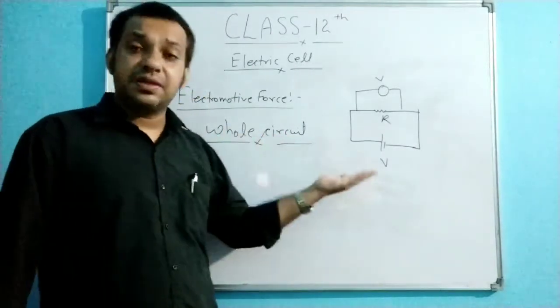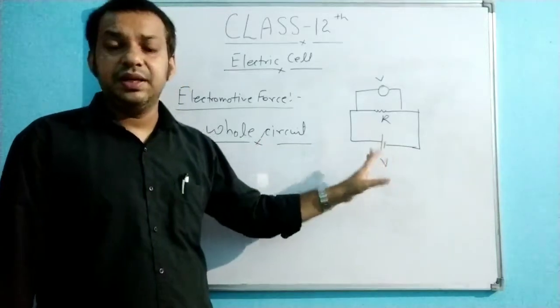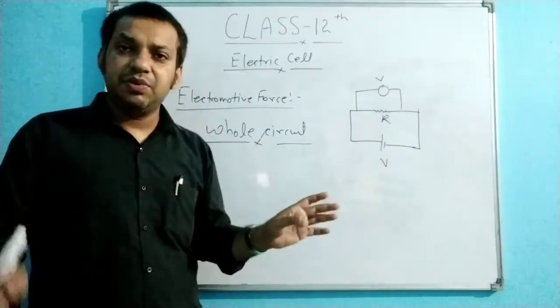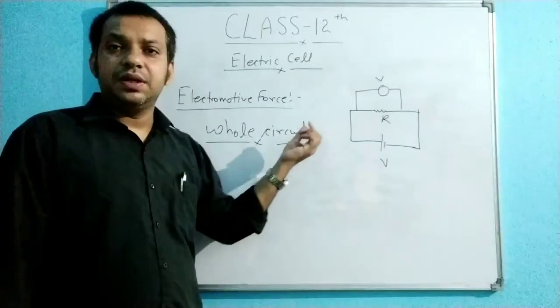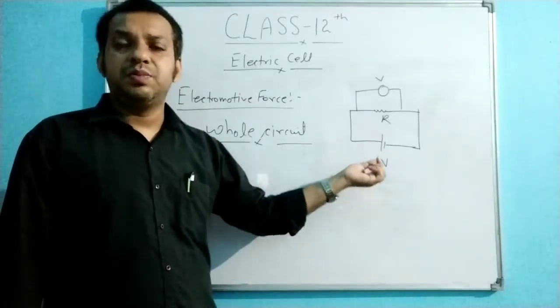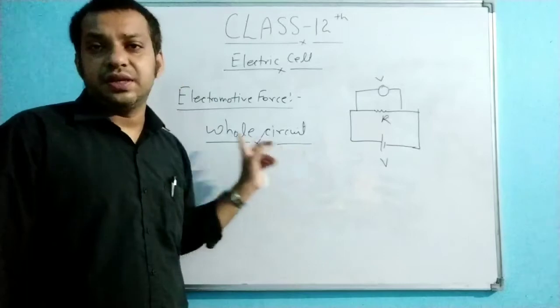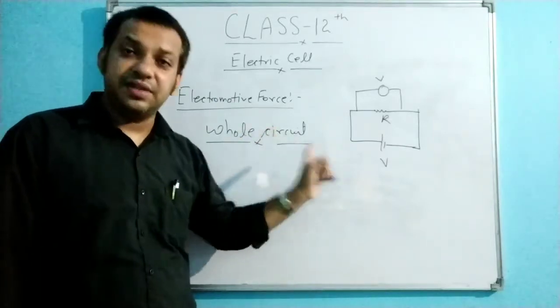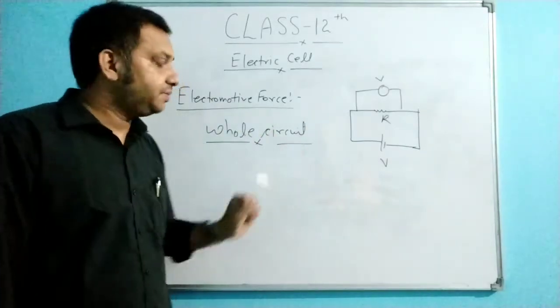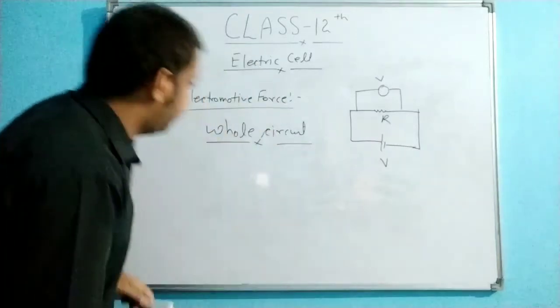It is the maximum energy supplied by the cell. And the definition given in the book is: it is the amount of work done to circulate the unit positive charge throughout the whole circuit. Right? Whole circuit, including the cell, inside the cell also. So this is your EMF.